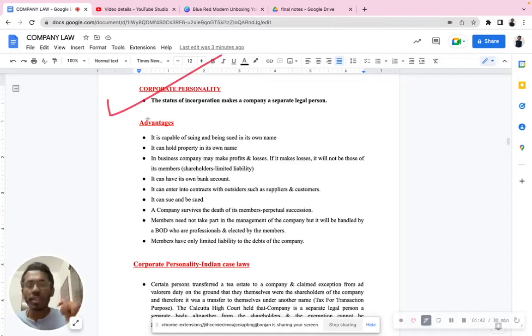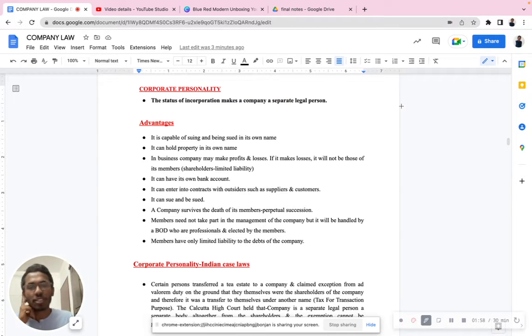Now let's see what are the advantages of a corporate personality. First one, it is capable of suing and being sued in its own name. That means a company has the power to sue another person. It can sue another person as well as it has the capability of being sued.